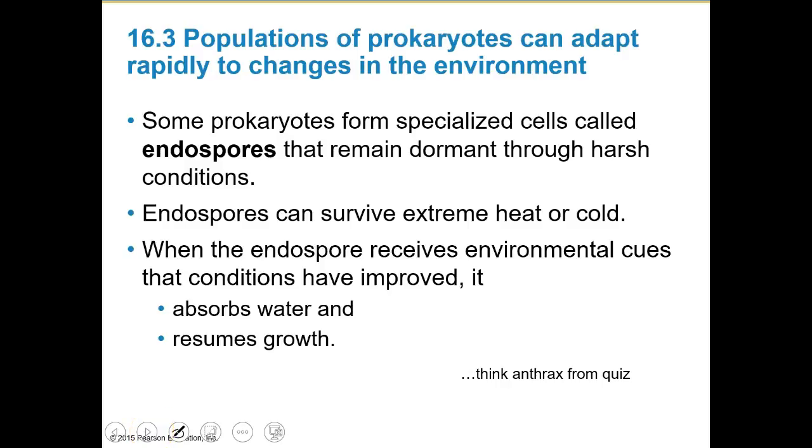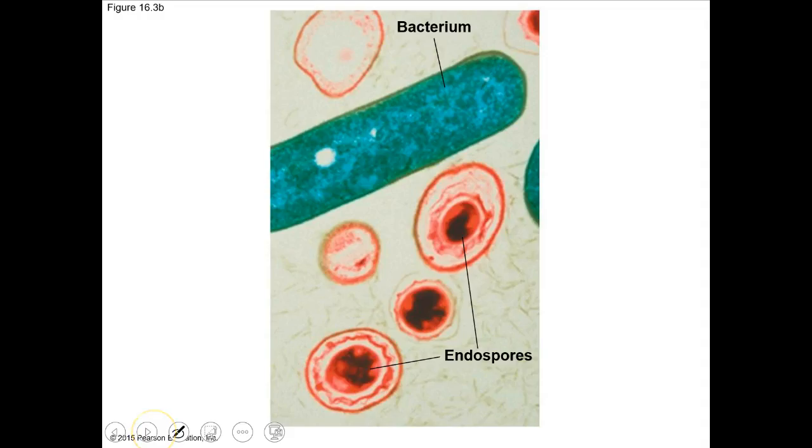All right, so some prokaryotes form specialized cells called endospores that remain dormant through harsh conditions. So this gets us to that little bit of anthrax question from the quiz. You don't necessarily need to write this because I'm not going to test you over this, and neither will the state of Texas, but since we mentioned anthrax, it's worth talking about what this means. So endospores usually survive extreme heat and cold, and when the endospore receives environmental cues that conditions have improved, it'll absorb water, resume growth, and be awful. Okay, well, if it's anthrax. So it forms this dormant thing just waiting for conditions to be right.